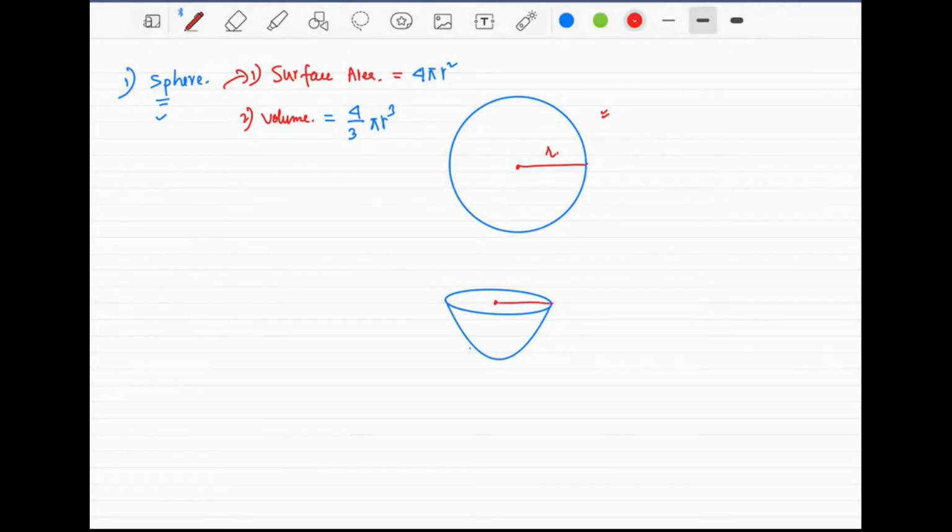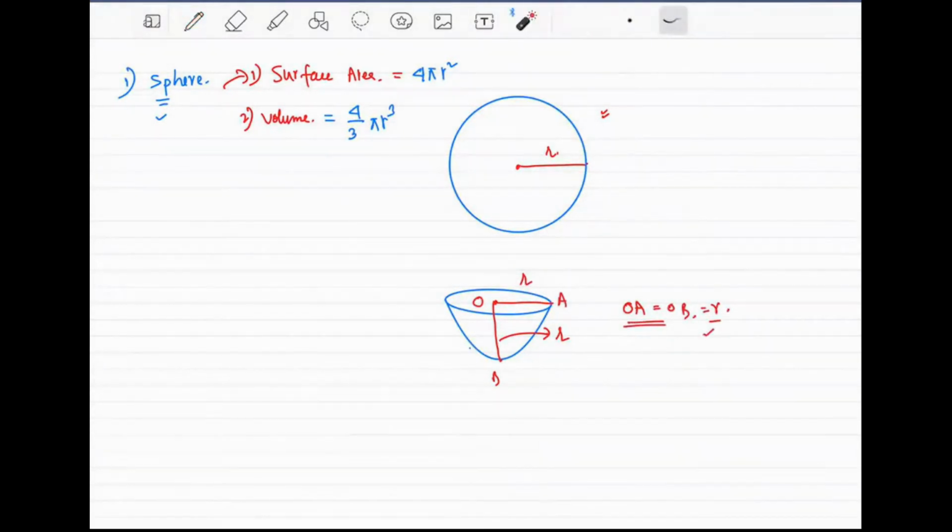The distance from here to here is also the radius r. The distance from here to here will also be the radius r. Let's name this O, this is A, this is B. Since it's a sphere, OA is equal to OB. This is equal to radius r.